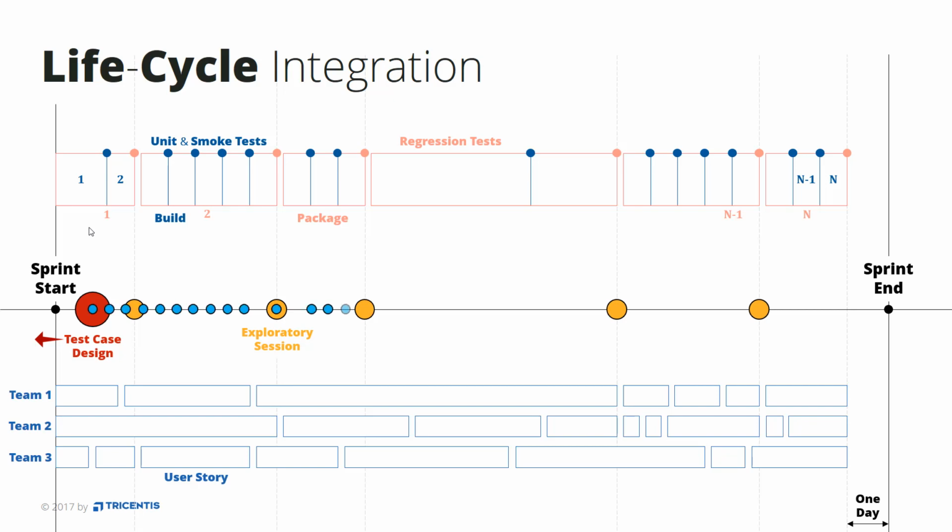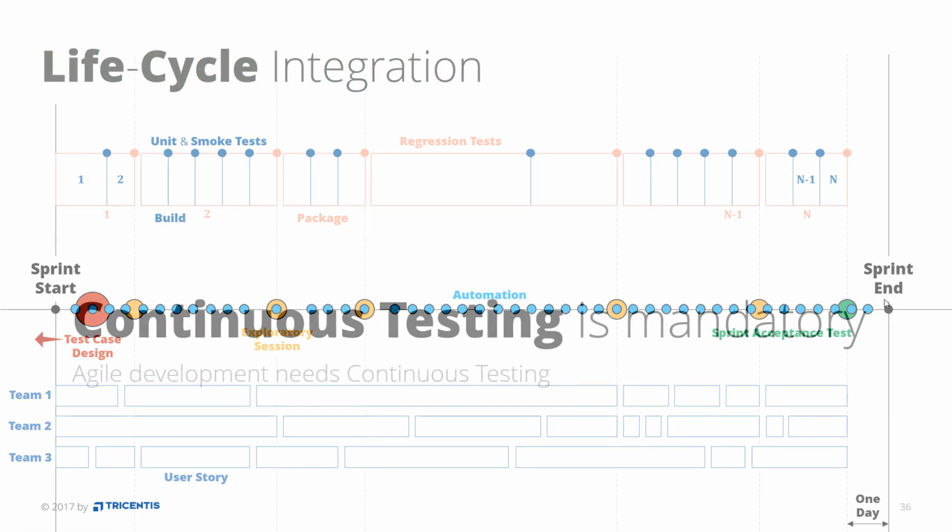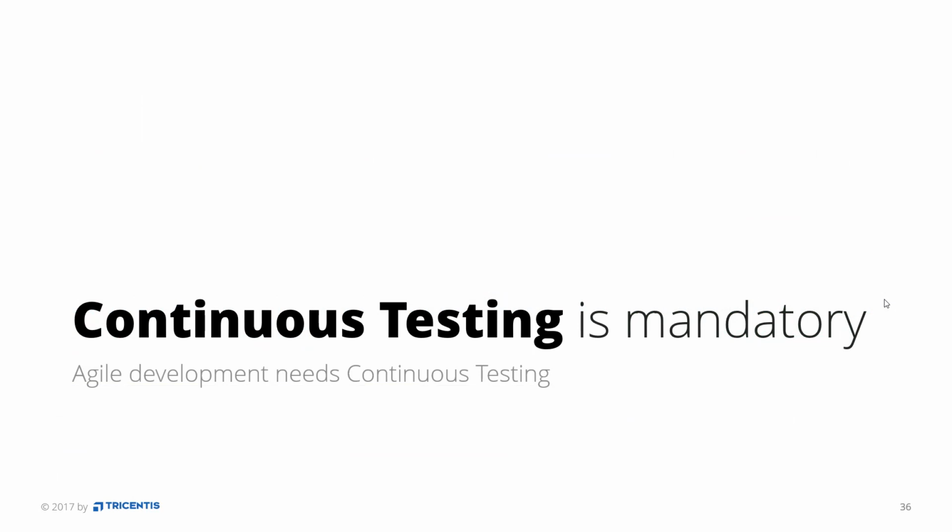And if you already have some automated tests, you should test for sure every day, or maybe more than that, so that you really do your automation, and in the end some sprint acceptance test until the sprint ends. For all of this, continuous testing is mandatory. So Agile development needs continuous testing.